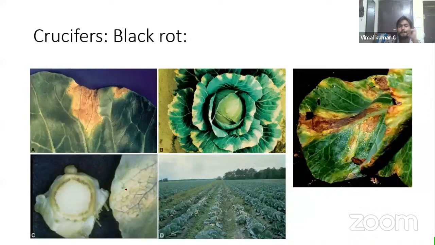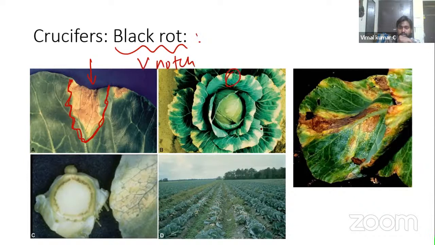So coming to the next, crucifers. Black rot, I think I told you in mustard, the same thing. Here it will be entering through the hydathodes, right? So there will be a V-shaped entry, and yellowing will be there. That is called the V-notch symptom. Here you can see, right? This is one of the particular criteria to identify it. Here also you can see, right?